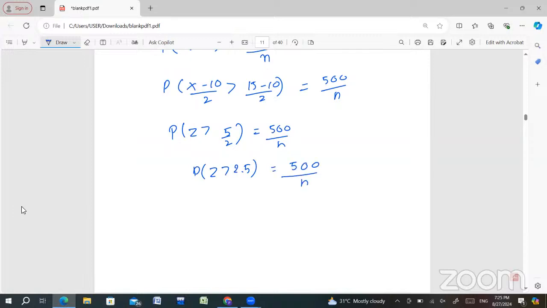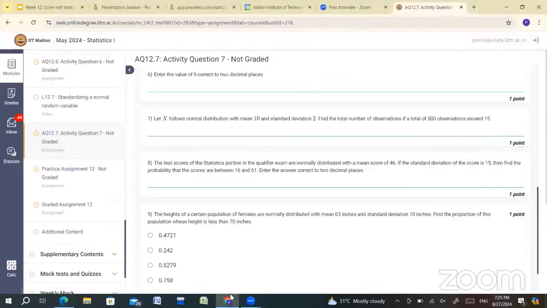Now from the z score table, you can find this value. Will the table be there in the actual end term examination? I think if it is required in the question, then the value will be given. Any other doubt?